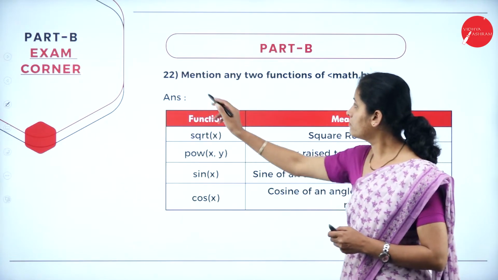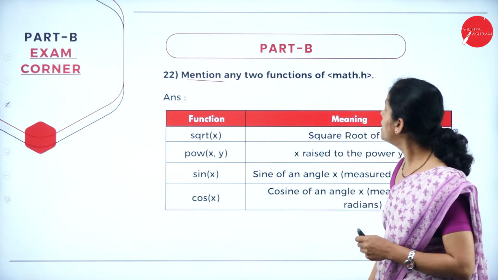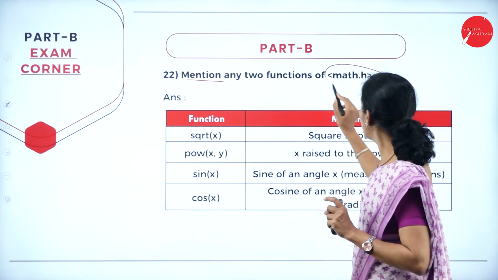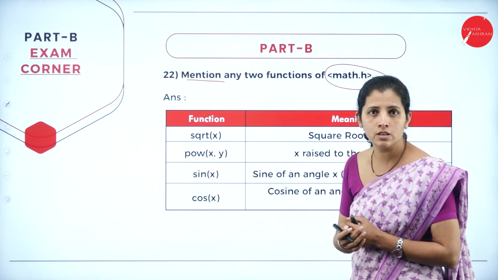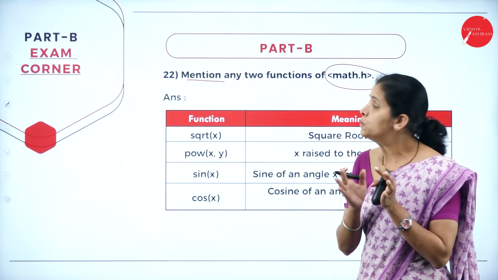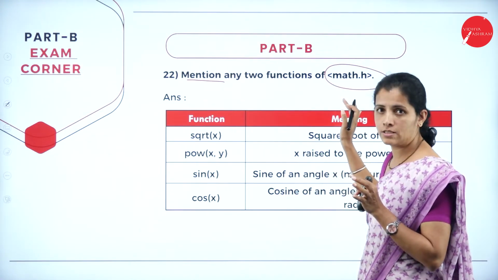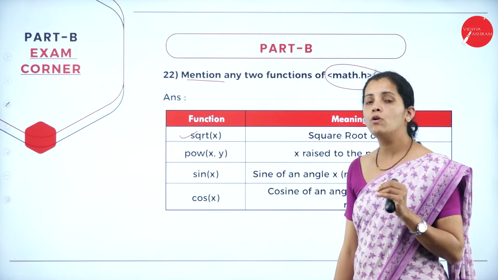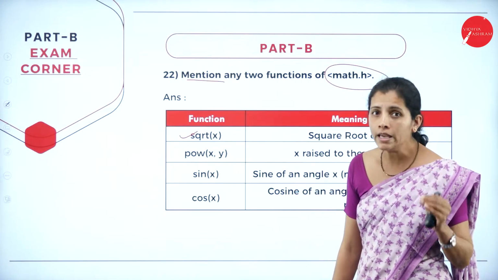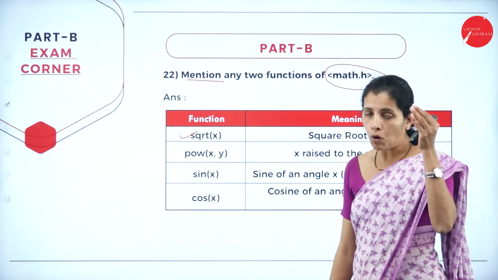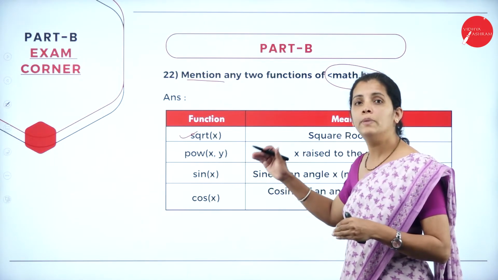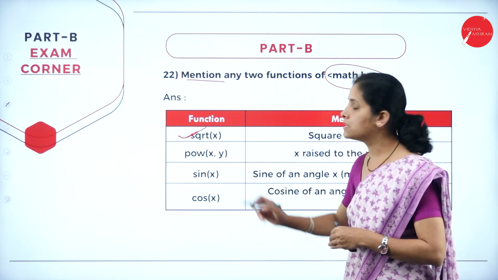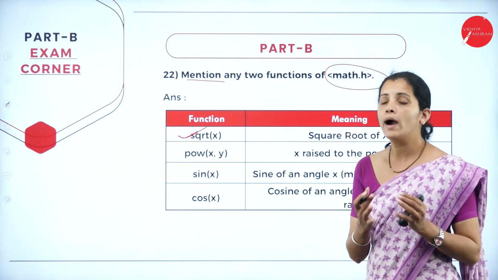Moving further, mention any 2 functions of math.h. Dear student, what is this math.h? This is the library function. I want to write any 2 math.h functions. Here I can write square root. That means if I want to find the square root of any given number, instead of writing all the code, I can make use of the built-in function, that is square root, and I'm going to pass the variable or value.